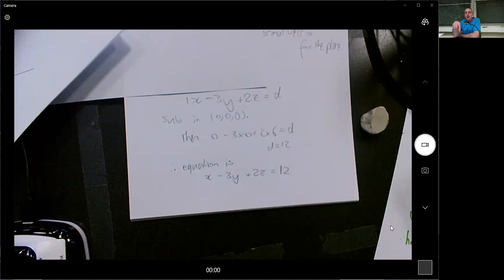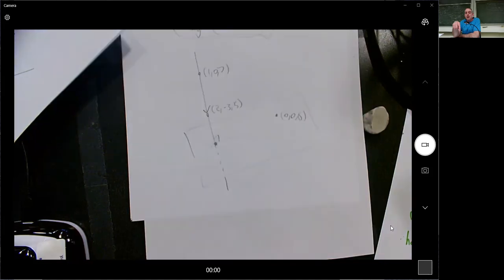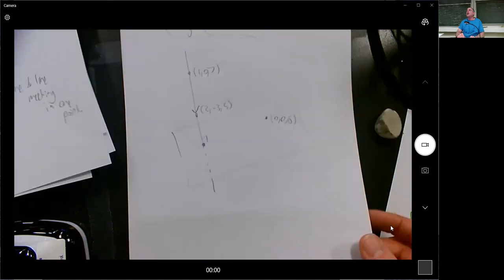The information I have about how plane equations work is that if a point is on the plane, this equation will be true. And if a point is not on the plane, this equation will not be true. And so since this point is on the plane, subbing this into here will be true. So sub in 0, 0, 6. Then 0 minus 3 times 0 plus 2 times 6 must be d, because all the points on the plane produce d when you put them into the equation. And so d is 12, and therefore the equation is x minus 3y plus 2z is 12. All the points on this plane satisfy that equation.